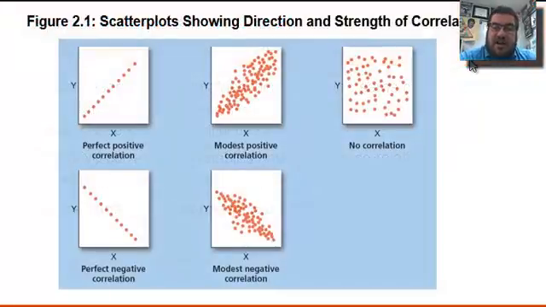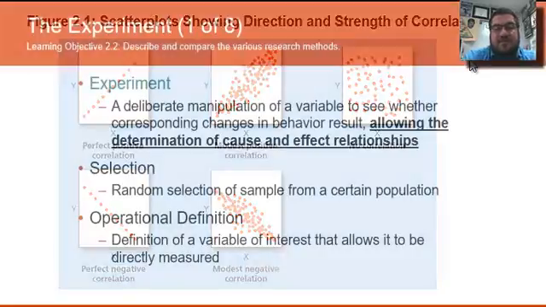Here is a screenshot you can take. Perfect positive correlation, perfect negative correlation, and then you have modest negative and positive correlations, and then finally a scatter plot with no correlation. You just get random data everywhere.